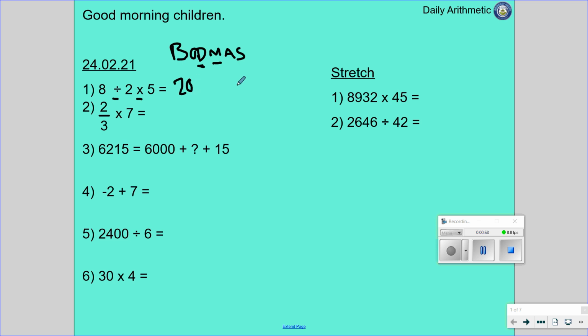Question 2, I've got a fraction times by a whole number. Remember, t for times, t for top number. So my numerator changes, it becomes 2 times 7, which is 14. And my denominator stays as 3.